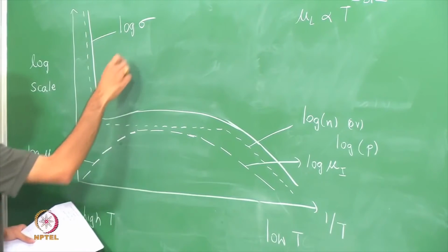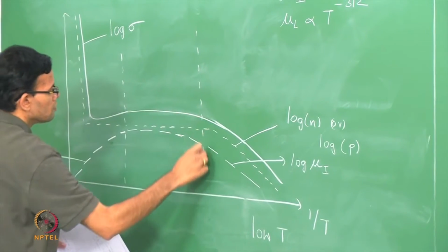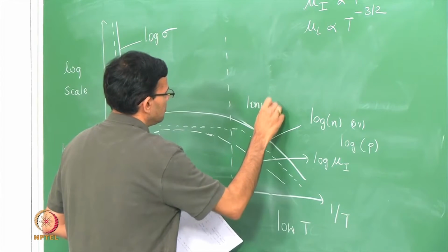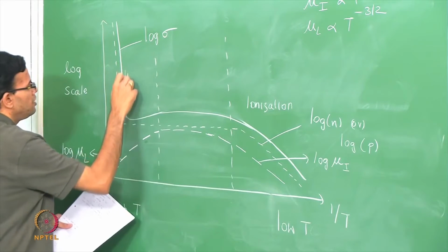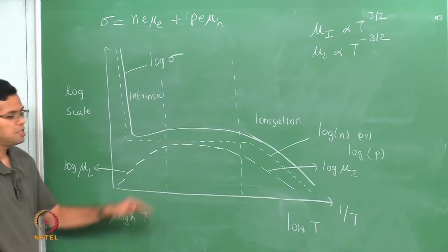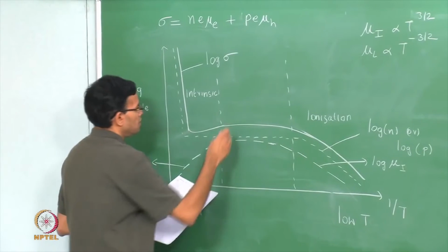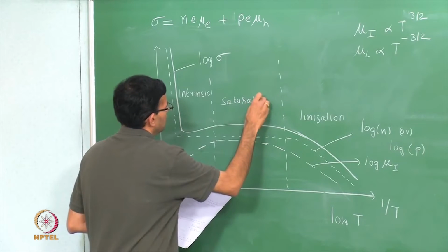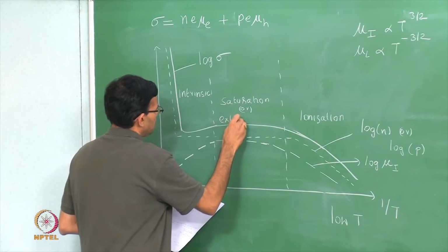So, once again we have three regions. At low temperatures we have an ionization region. At high temperatures we have an intrinsic region, and then there is a region in the middle where sigma does not change much with temperature, and that is your saturation region. Another word for the saturation region is your extrinsic region.